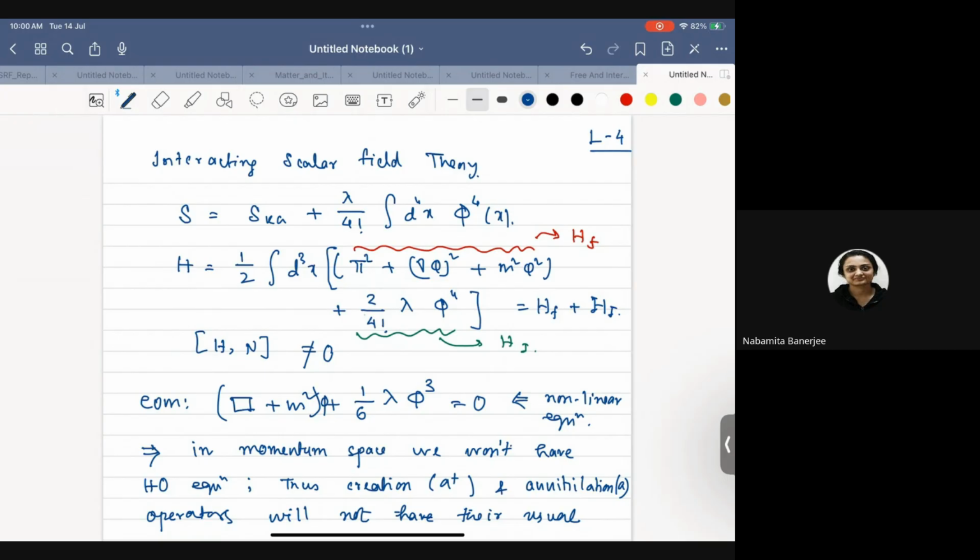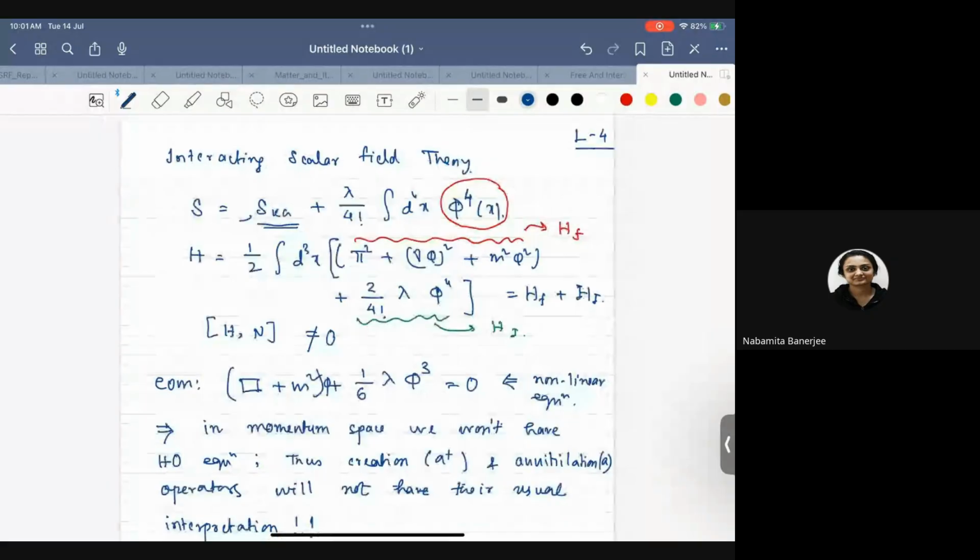So I'm starting. As I said, we will do interacting scalar field theory, and this is my interaction term. Why am I calling this an interaction term? Because if you look at it, it involves 4 phi fields. The part of the action in the free KG theory, if you remember, only had 2 scalar fields.